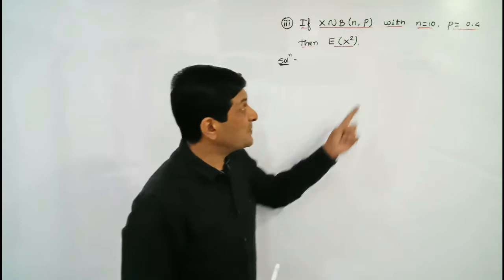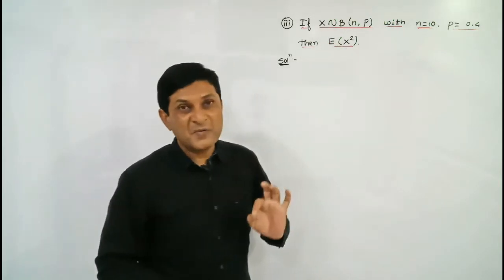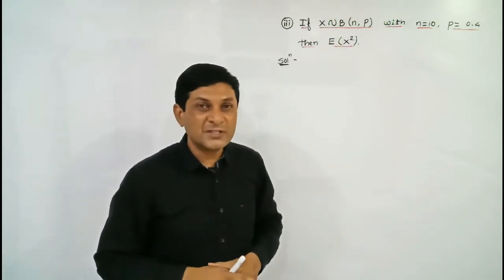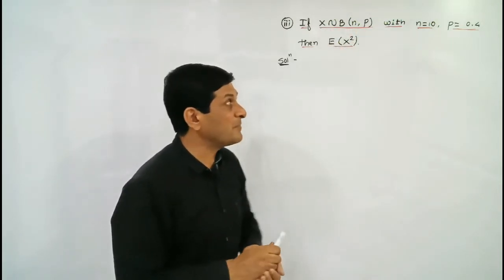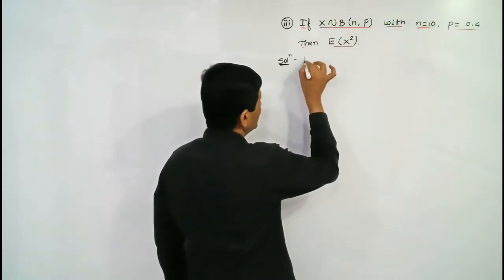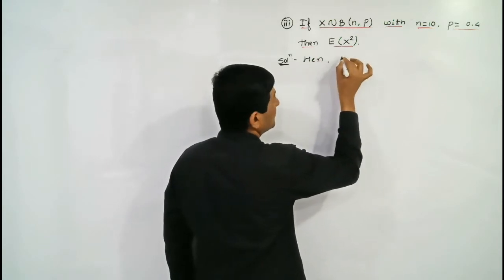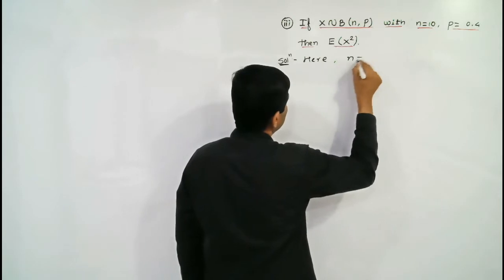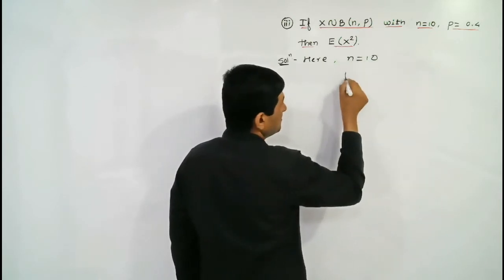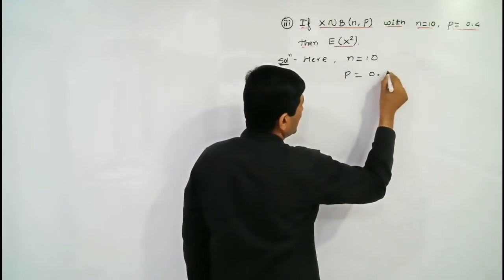In the third example, x is nothing but a random variable with binomial distribution, and parameters are n and p, where values of parameters are given to us. Means here we can say that value of n, what is the value of n here? n will be equal to 10, it is given to us. Second given value is p. p is equal to 0.4.